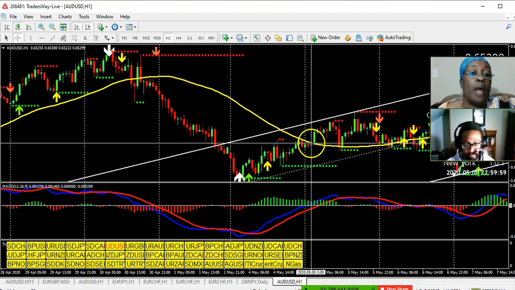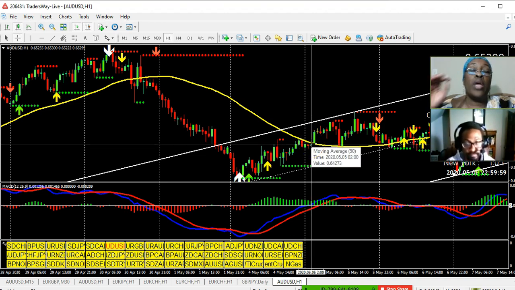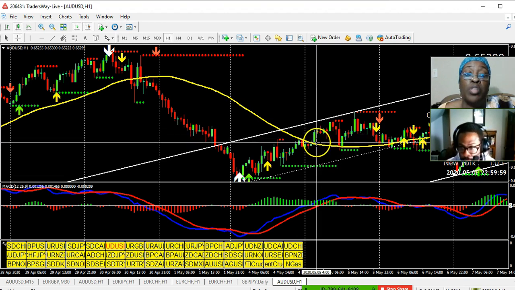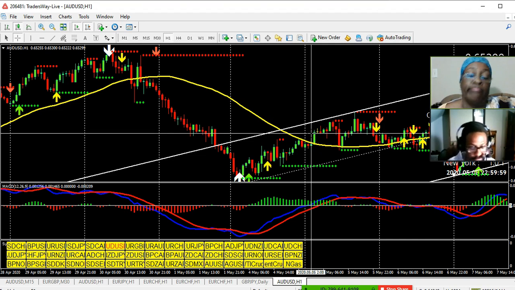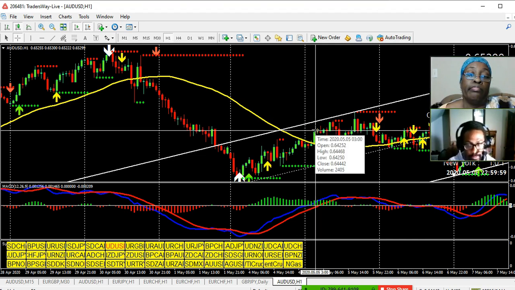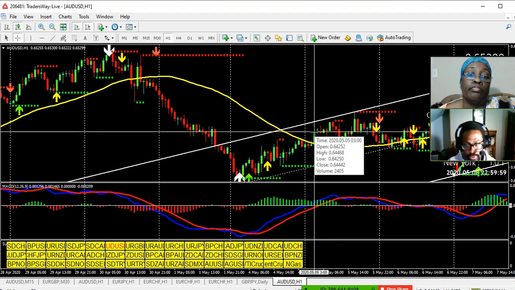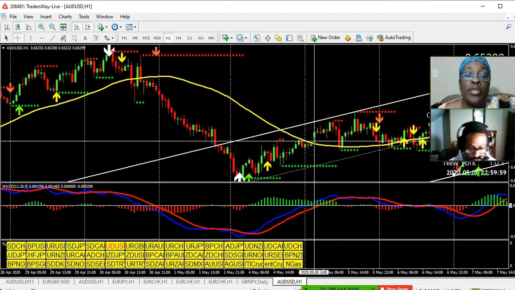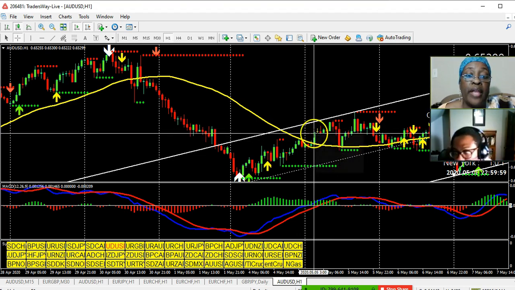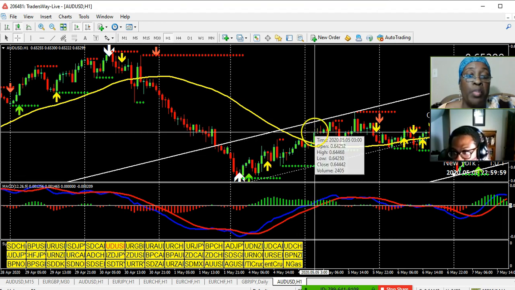And another thing I want to point out is that we want the candle that closed above the 50 to be a bullish candle because we're buying, bearish because we're selling. It needs to be a bullish candle because you can have a bearish candle that closes above the 50, but we won't move on that one. We're going to move on the bullish.